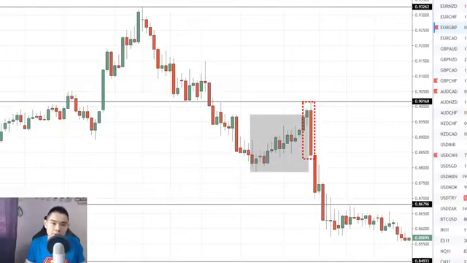The range of this candle, it's so much larger compared to the earlier candles. This tells you that there is conviction behind the move. This tells you that there is strength behind the move, because the range of the candle is just so much larger relative to the earlier ones.